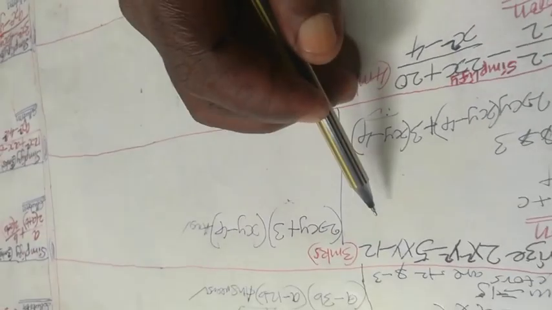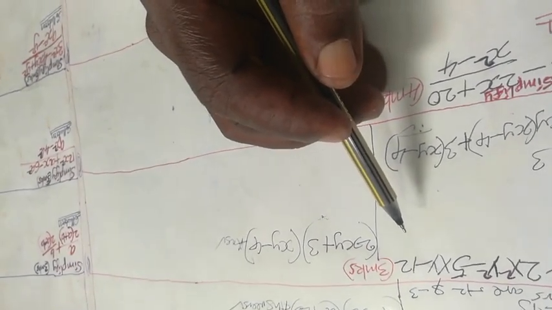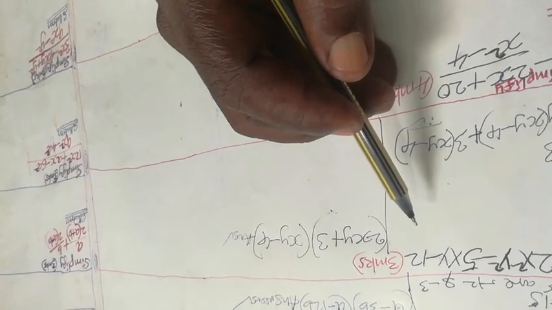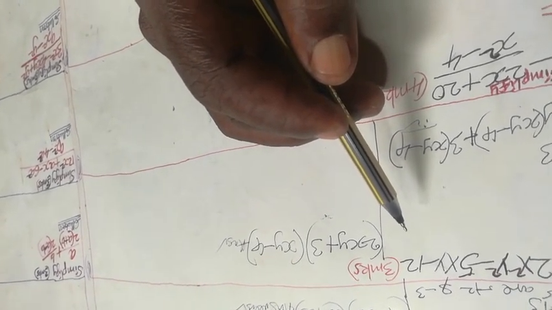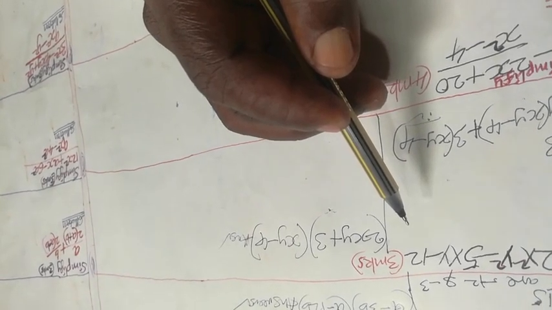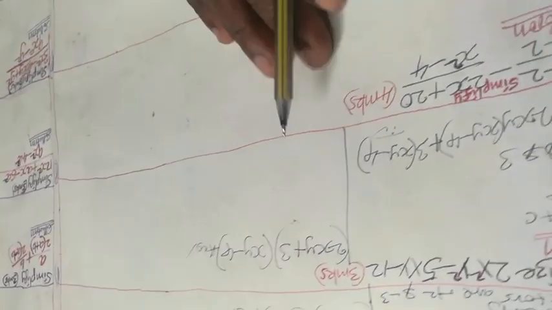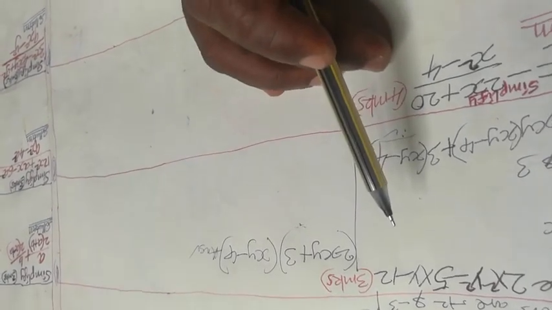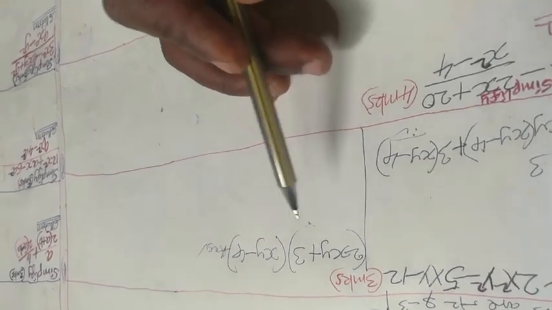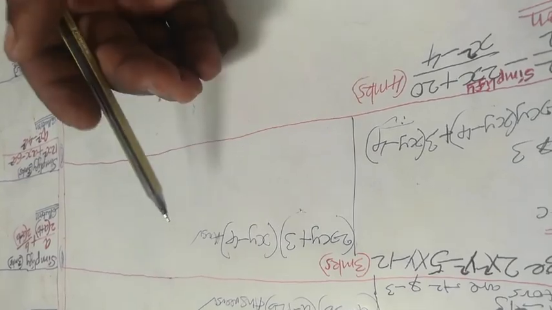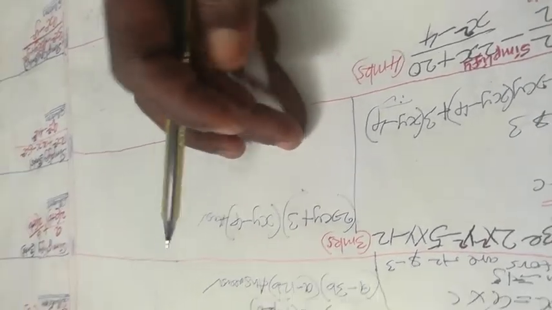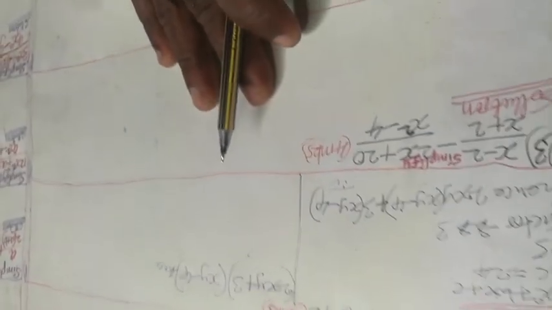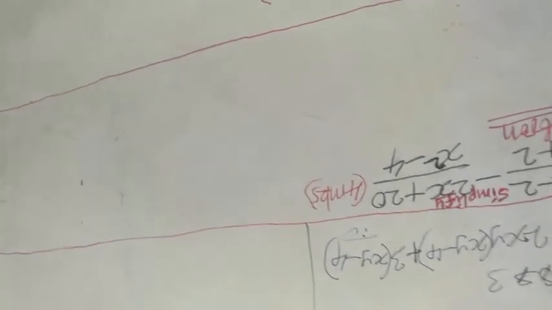Now this question was tested. This question was set in the year 1992's KCSE Maths Paper 1, and it was repeated in the year 2011 Paper 1. Now we are going to proceed to question number 3.